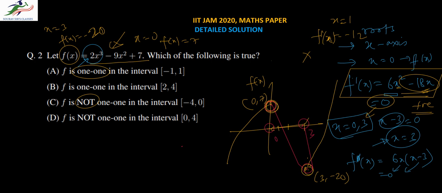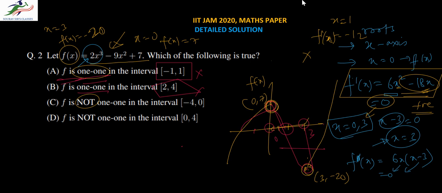So now we look at the options. F is 1 on 1 in the interval -1 and 1. So if I take -1 and 1, is F 1 on 1? We can clearly see that it's reversing trend at x equal to 0. So this is not correct. F is 1 on 1 in the interval 2 and 4. So 2 is somewhere here, 4 is somewhere here. So we can clearly see that there are points which will have the same value of y for different values of x. So this is not correct.